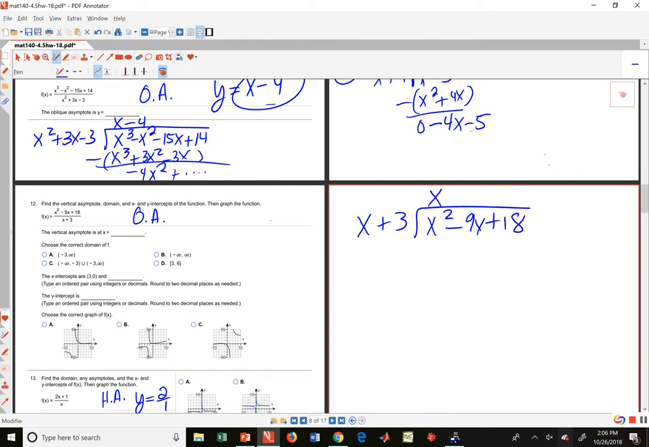X goes in x squared x times. You multiply that around, you get plus 3x. You subtract, you get 0 every time. If you don't get 0, then you chose the wrong value there.